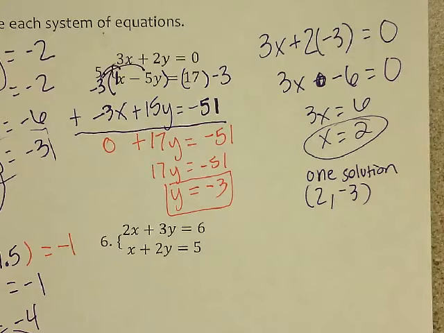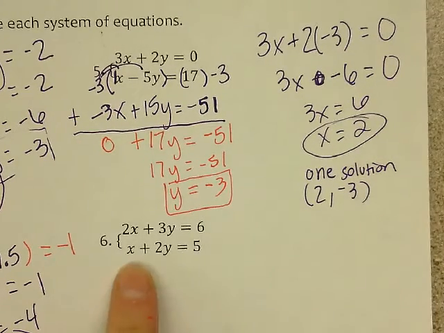Right, Bree, you got it? Yeah. Okay. All right, so let's look at the next one. Number 6. Do I have anything I can automatically cancel out without multiplying? Anything? No. All right, so then that means I've got to multiply. So, which one's going to be easier to cancel?